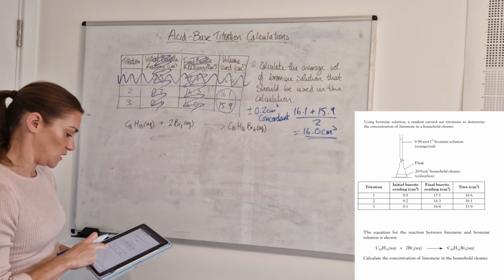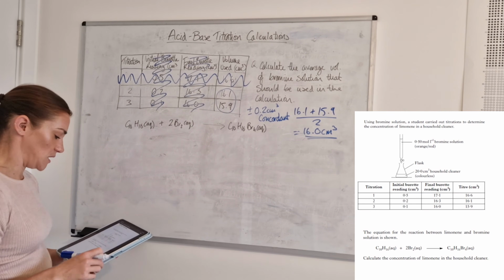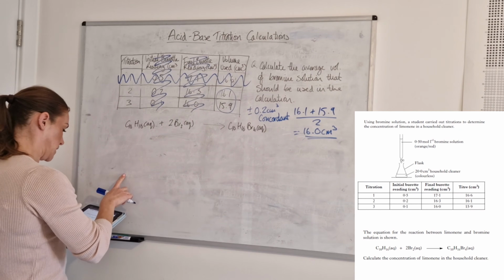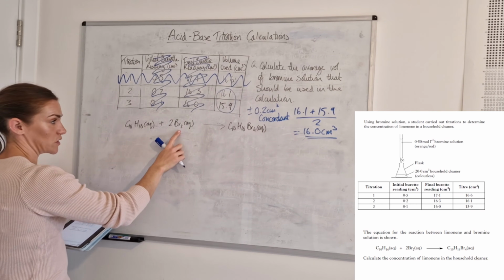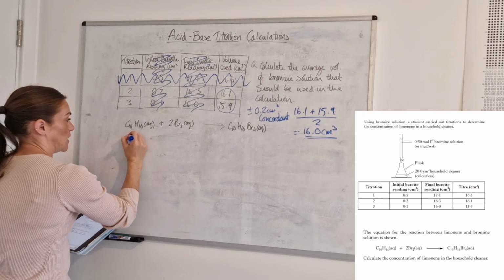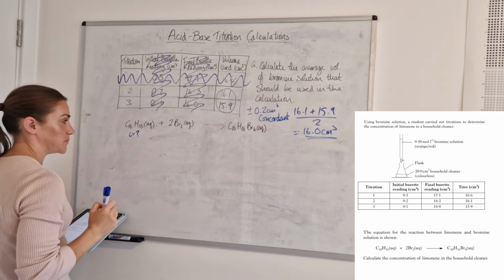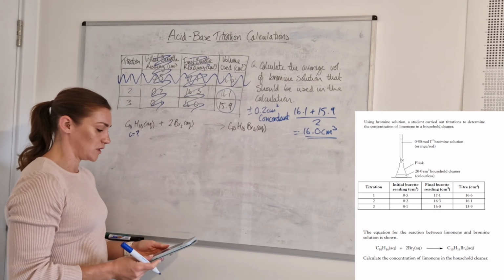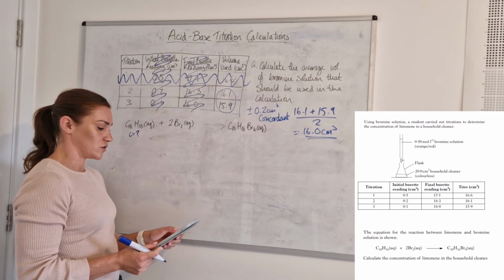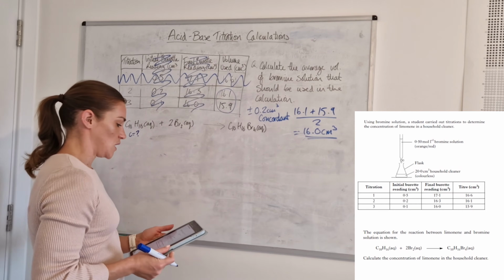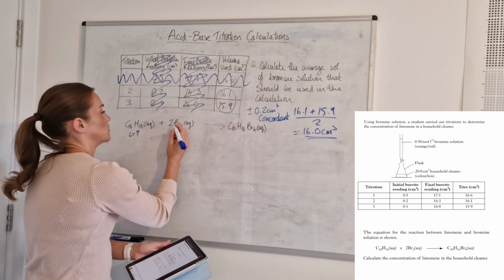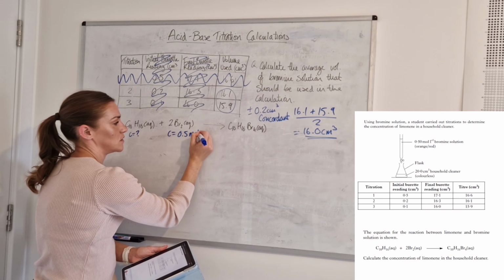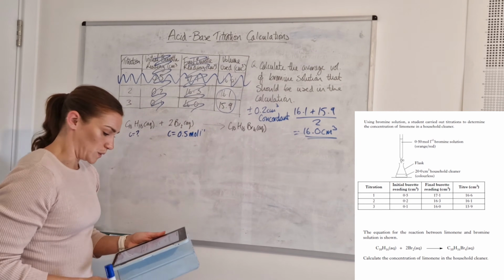Because the question says to calculate the concentration of limonene in the household cleaner, I know that limonene will be this one, because this is obviously bromine. So I know I'm trying to calculate the concentration of that. Then for the rest of the information, we look at the picture. We can see that the concentration of the bromine solution is 0.5 moles per litre. So underneath bromine, I'm going to write C equals 0.5 moles per litre.